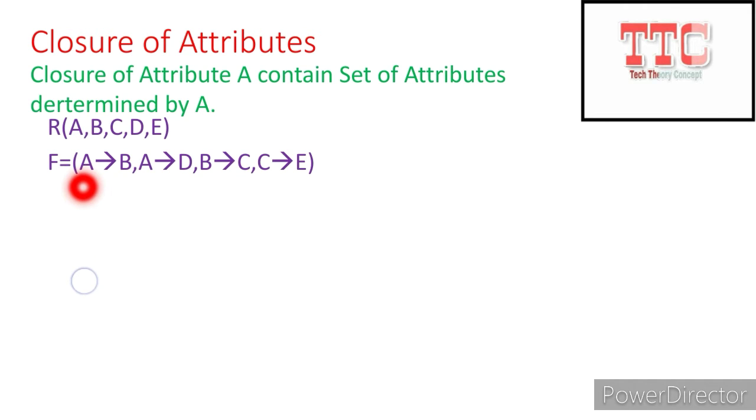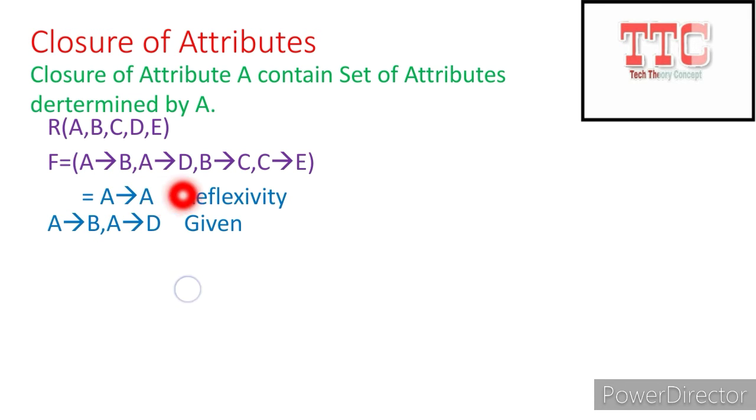Whenever we want to find any attribute closure, we need to check how many functional dependencies start from that attribute. Here we need to find the closure of attribute A. So first we will check how many functional dependencies start from attribute A. There are two functional dependencies given, A determine B and A determine D. By using the reflexivity rule of Armstrong axiom, you can find A determine A. We know that this reflexivity rule or this trivial functional dependency is always true. We have already discussed this in our previous video.